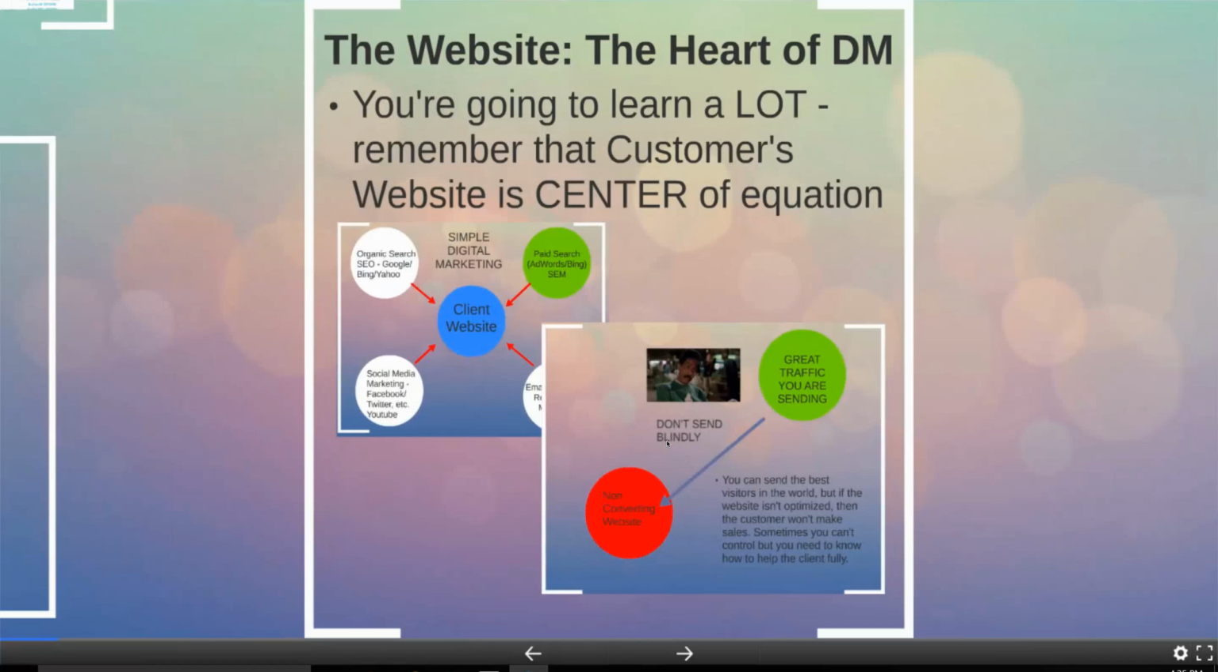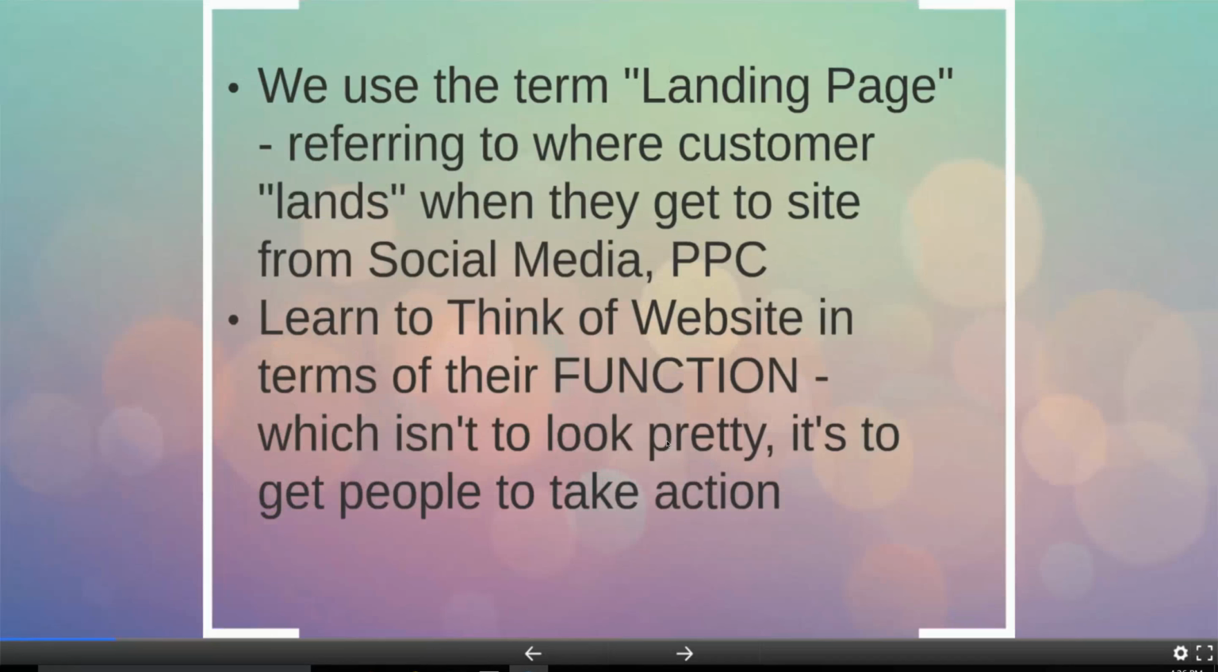So let's talk about the website because this is really the heart of digital marketing. As I mentioned in the previous lecture, you're going to be learning a lot about acquiring traffic, getting people to the website. But you want to remember that the customer's website is the center of the equation. And as I said before, you don't want to be sending great traffic to a website that doesn't convert. Now, conversions, that is a term you are going to be very familiar with as a marketer.